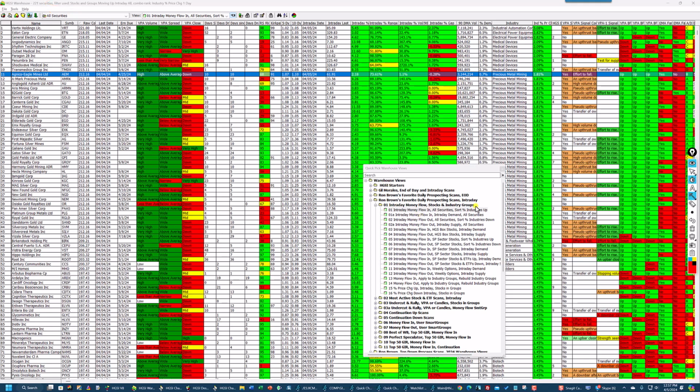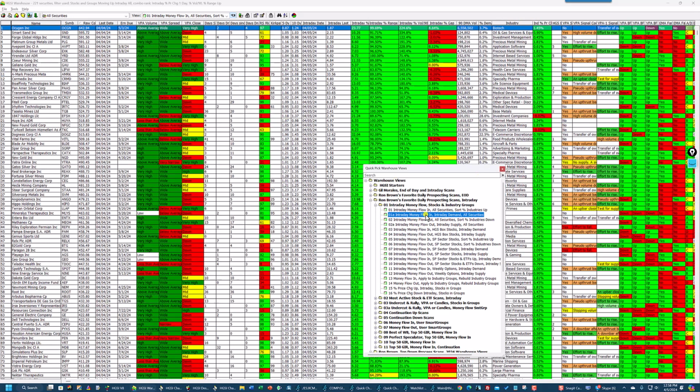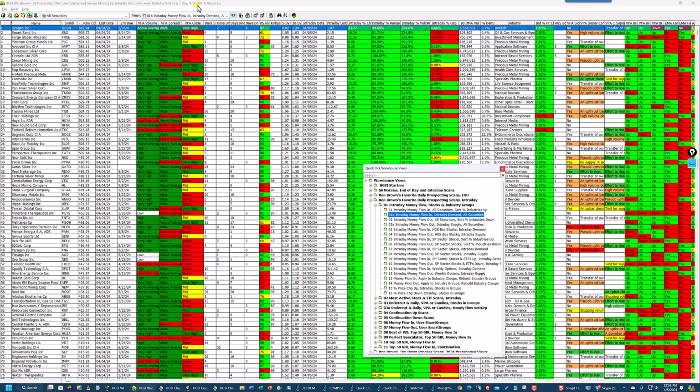Now look what happens when I change this to the next one. This is the intraday demand. It's going to sort on a different combo. I'm going to click on that. We're sorted by industry now. This is a different combo rank, which is based on percentage price change and the percent volume and the range up.